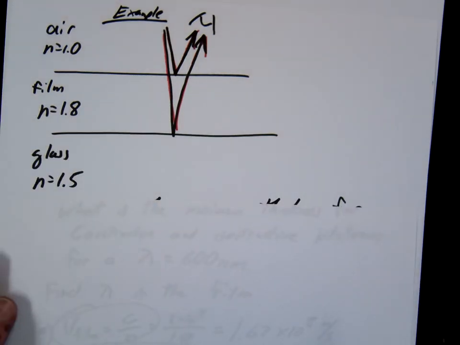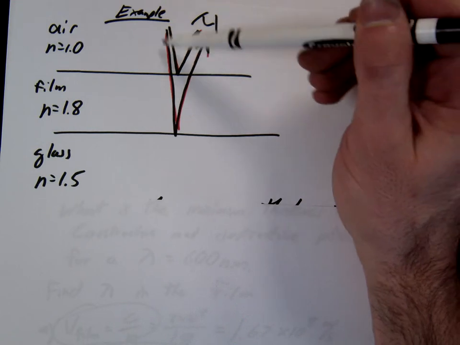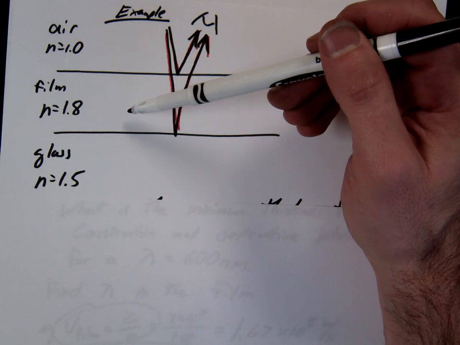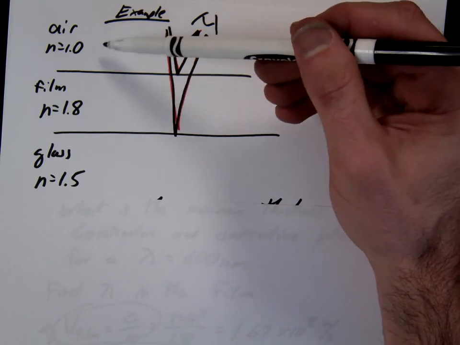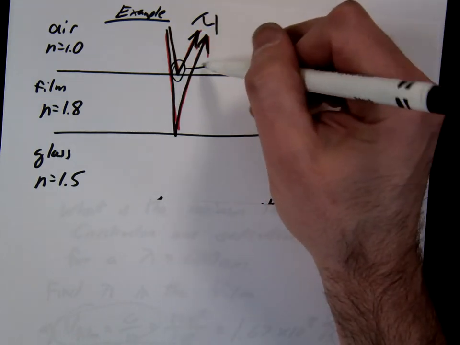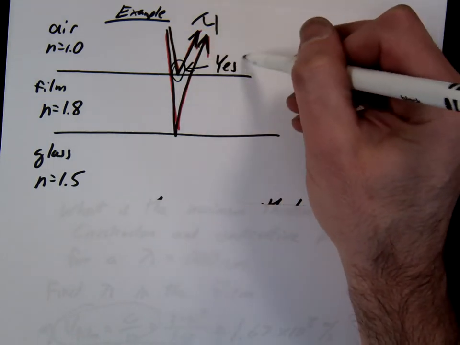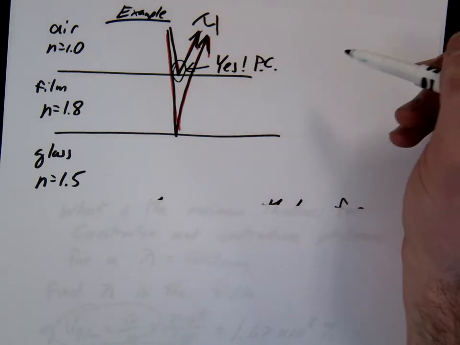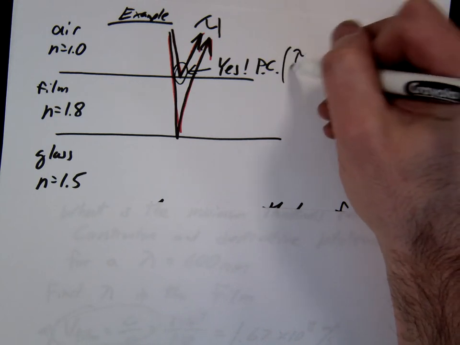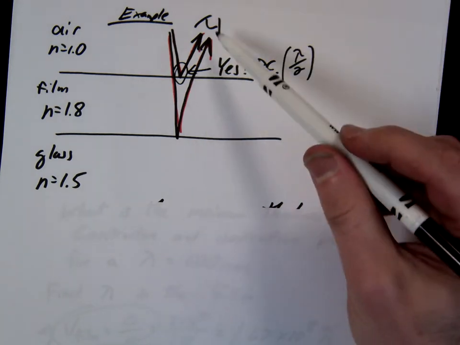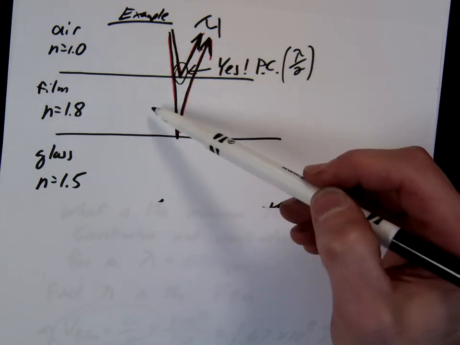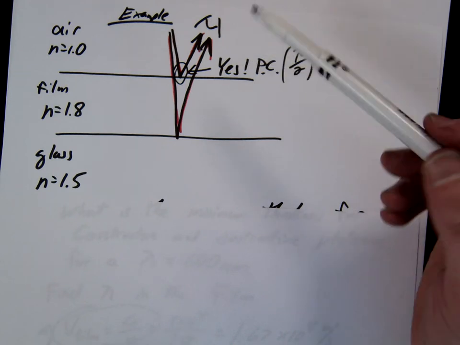So the first boundary is right here. This is going from 1 to 1.8. So is there a phase change, 1 to 1.8? Yes. You're going from small to large. So on this little boundary right here, I'm just going to write yes, phase change. Well, how much is a phase change when there is a phase change? 1/2. So yes, there is a 1/2 phase change because we went from 1 to 1.8, small to large, it flips.